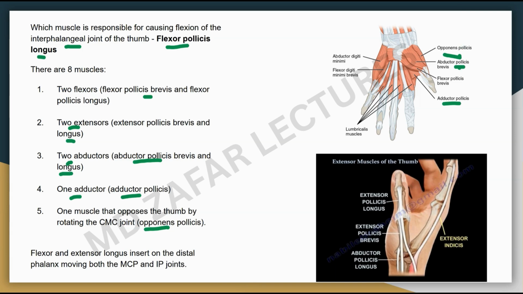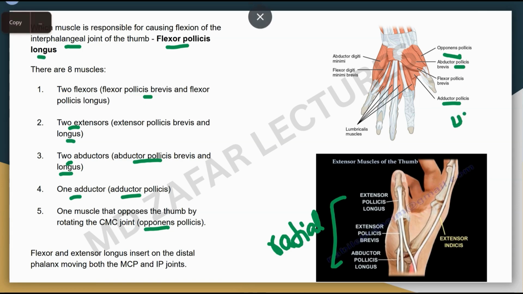So, not only do we need to know which muscles are associated with the thumb, but we should be very clear with their nerve supply. So, all these three will be supplied by the radial nerve. Adductor pollicis is supplied by the ulnar nerve, whereas these three are supplied by the median nerve. So, the thumb is a component of the hand which has innervation from all three nerves. So, this is very important.